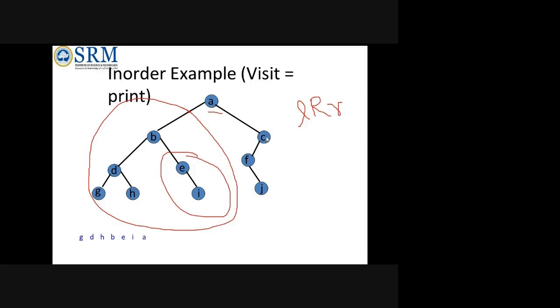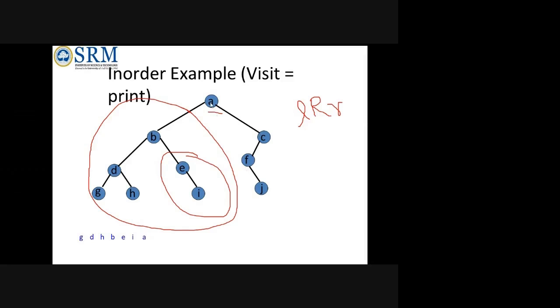When it comes to the right side, again it will come to C now. Now again it will check. C is not a leaf node, so it is having some left or some right. When it tracks, it finds that it is having a left. So C won't be printed. Instead, it will come to F now. When it comes to F also, again it will check. So it is recursion. This is what is called recursion.